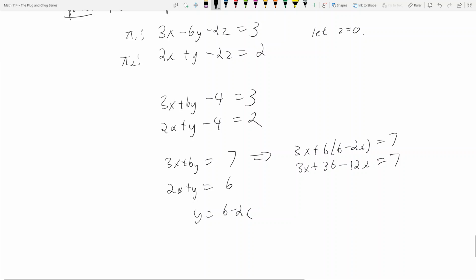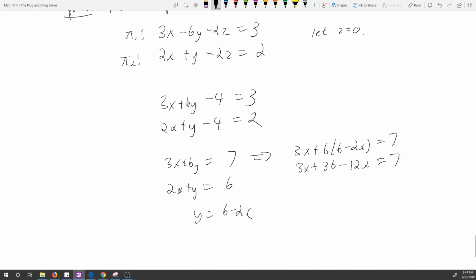Okay. This, boy, this doesn't seem too nice, does it? Did I do anything wrong? y is equal to 6 minus 2x. It's true. So y is equal to 6 minus 2x, 36 minus 12x. Okay, anyways, you get 9.